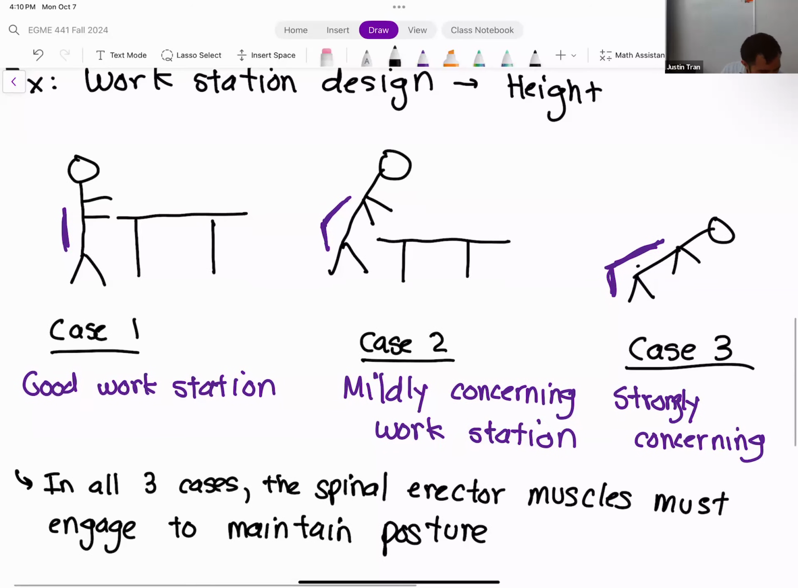Okay. Another thing I want you to notice in this situation is that there's no external weight here, and so there's no load that they're picking up. This is just them standing and supporting their own body weight.